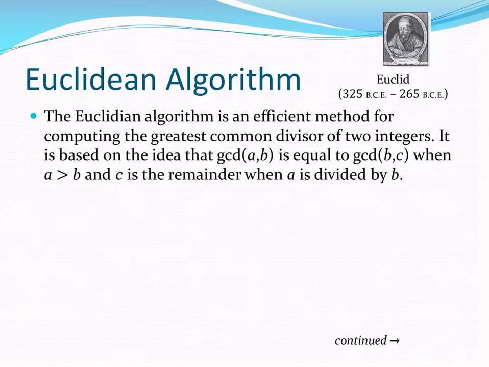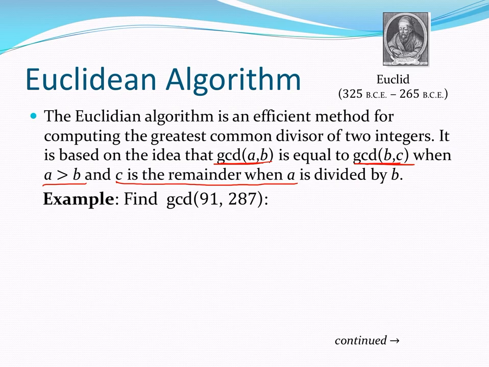Here we have two integers. We say that the greatest common divisor of A and B is equal to the greatest common divisor of B and C when A is greater than C and C is the remainder of A when divided by B. Well, we know how to do that. We use the division algorithm to find the remainder. Let's take a look at an example and then we'll prove the result.